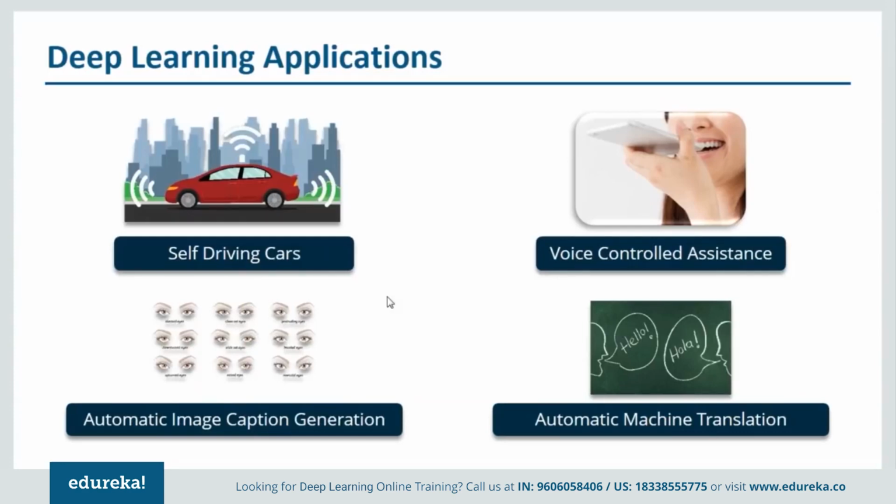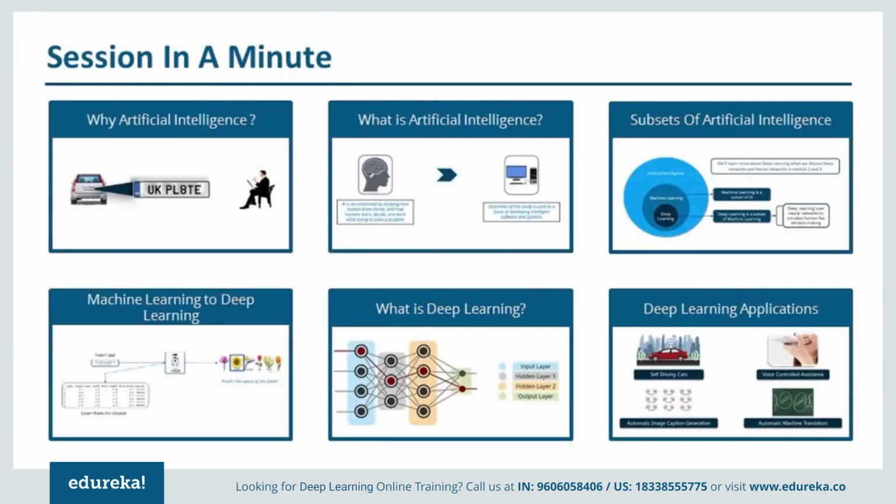So this is it for today's session on what exactly is deep learning. I'll just give you a quick summary of all the things we have discussed. First we saw why we need artificial intelligence: things that humans cannot perform, we want a machine to learn and do those tasks for us. Then we understood what exactly artificial intelligence is and what the various subsets of artificial intelligence are, like machine learning, deep learning, etc. We first focused on machine learning.